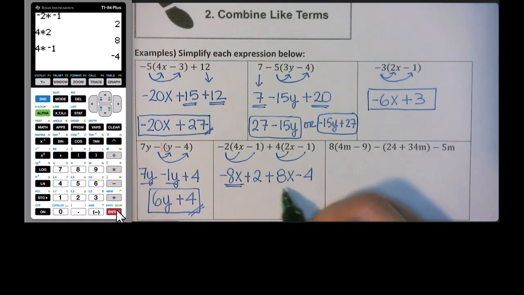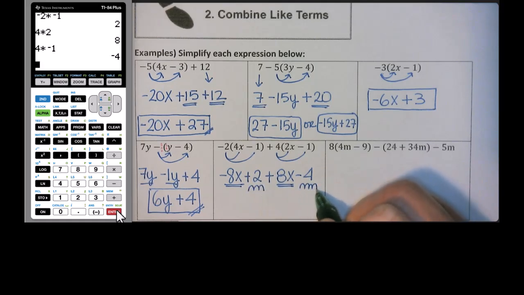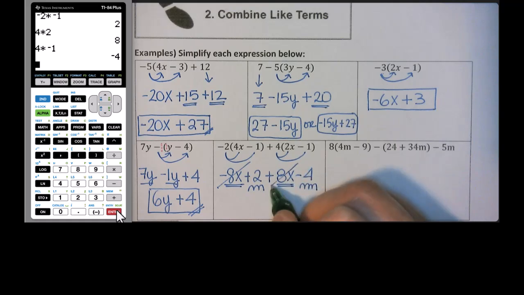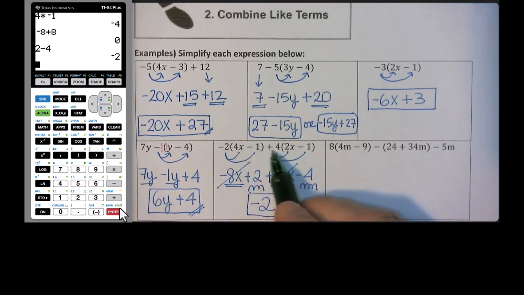So now I have -8x, +8x, and I have +2 and -4. -8 plus 8 cancels because -8 plus 8, notice what happens. -8 plus 8 is 0. So we say they cancel. And then I have 2 minus 4. So 2 minus 4 is -2. So look at that one. We start with something like this, and we simplify to just one plain number, -2.